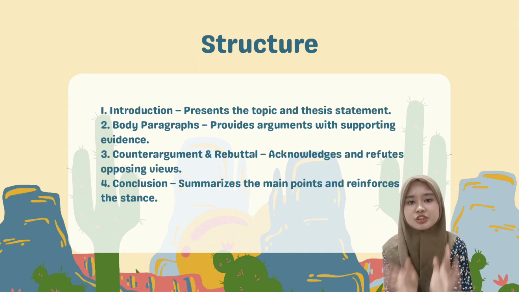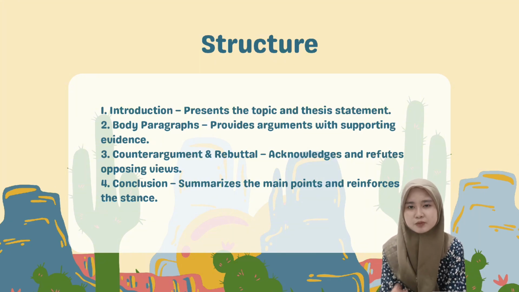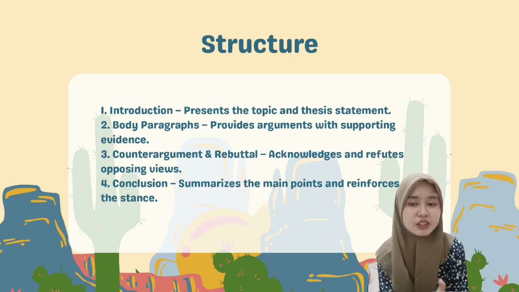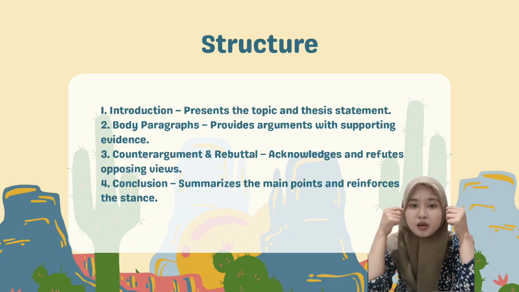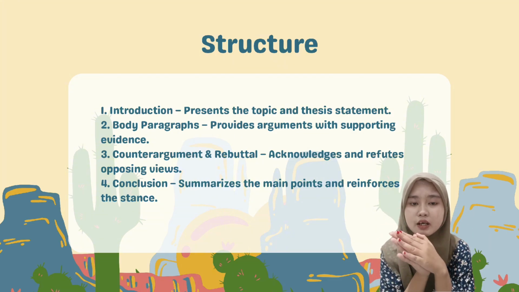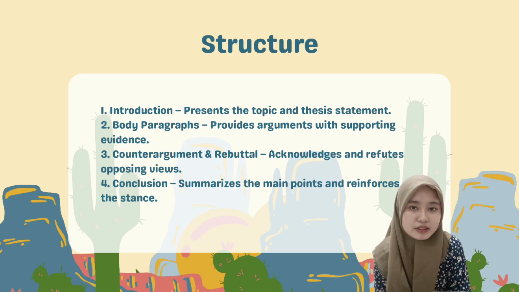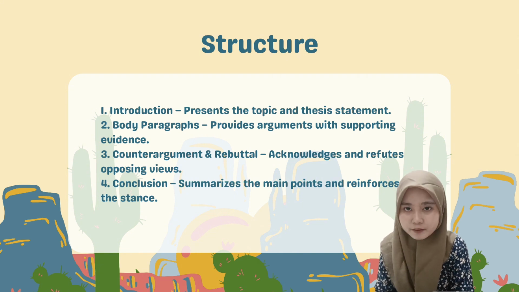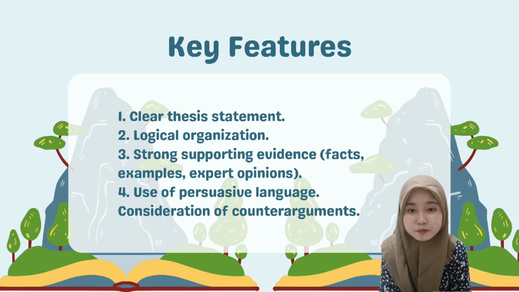And the third is counter-argument and rebuttal. A good argumentative text doesn't just present one side. It also acknowledges opposing views and then refutes them. This makes your argument more credible. And the last is conclusion. In the final part, you summarize your main points and restate your position, leaving a strong impression on the reader.